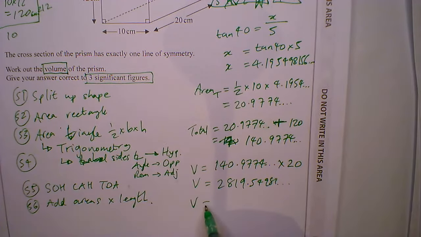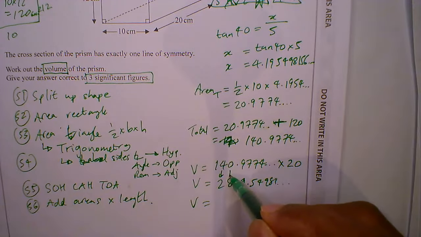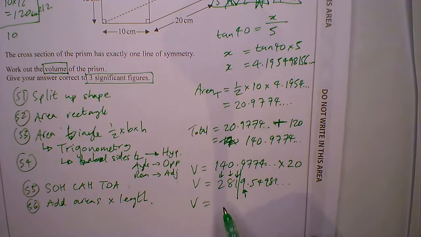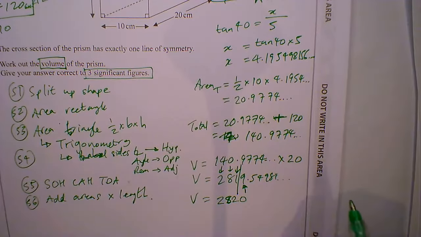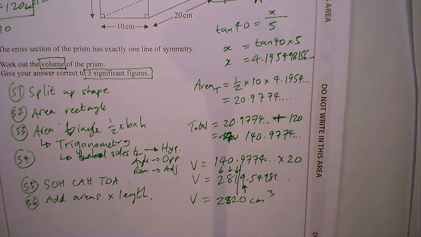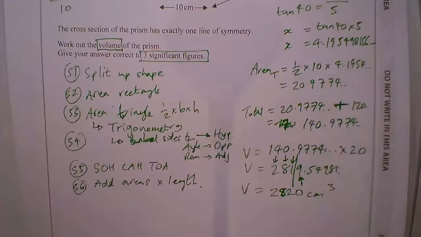And then the question says, give your answer to 3 significant figures, 1, 2, 3. So I'm rounding the 9 up, so it becomes 2820. That place value needs to be added, so that's 2820 rather, and the units are centimeter cubed. So that is worth a good chunk of marks there, so that's worth 5 marks.